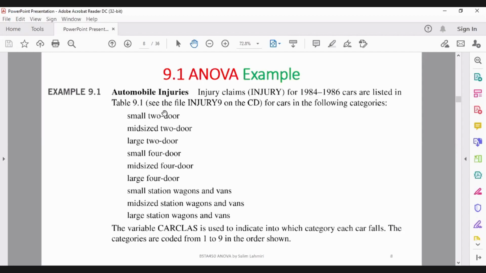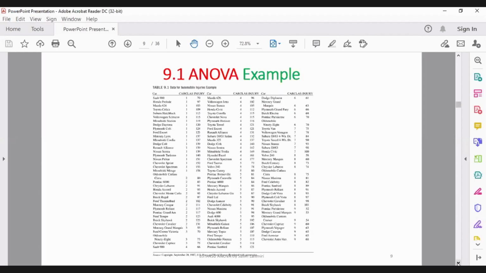So we get 1, 2, 3, 4, 5, 6, 7, 8, 9 experiments. We got 9 experiments. The variable car class is used to indicate into which category each car falls. The categories are coded from 1 to 9 in the order shown. So this is the data set. We got different car names, the corresponding car class, and the number of injuries.